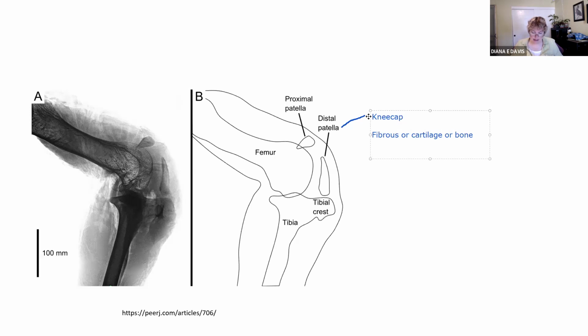And what's really important about the kneecap is it acts like a spring, and it holds energy primarily during running. So animals that run a lot are more likely to have a kneecap than animals that don't run very much.